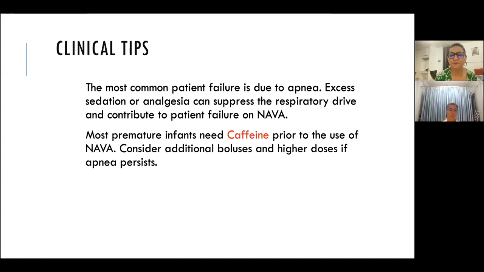And sometimes when the baby has apnea, and we all know that the smaller baby may require a higher dose of caffeine sometimes. So we give a 20 milligram per kg loading dose, and then we start with the 5 mg per kg maintenance dose. But some of the babies may require more than that, 10 to 15 mg per kg as a maintenance dose.